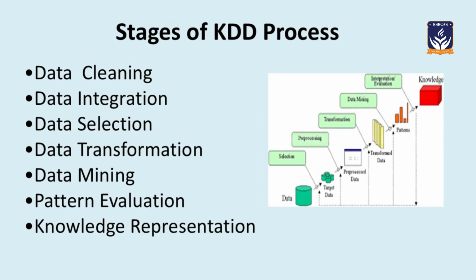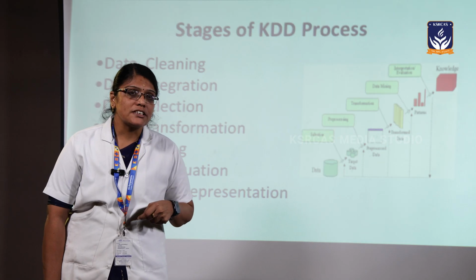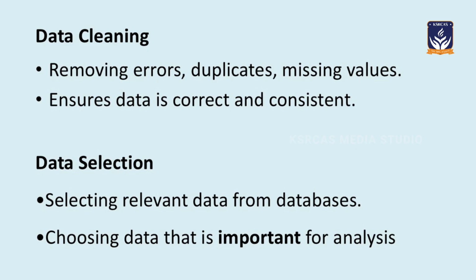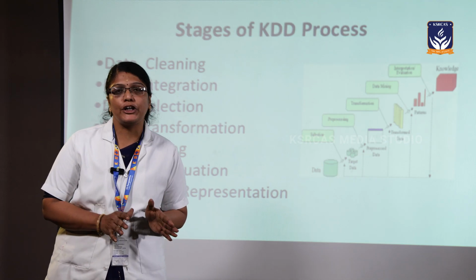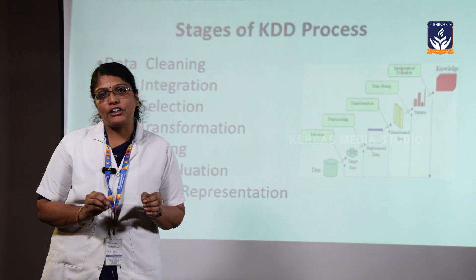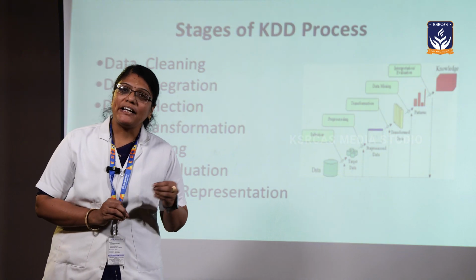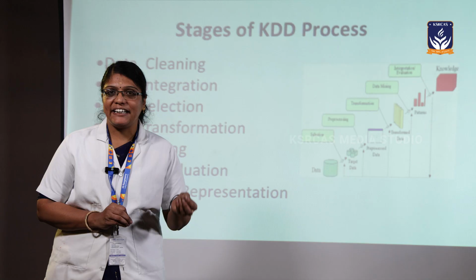First one is data cleaning. It handles missing values, errors, incorrect values. Let's see an example for a bank. The bank removes customer accounts without phone numbers, then duplicate customer records. This makes the data correct.